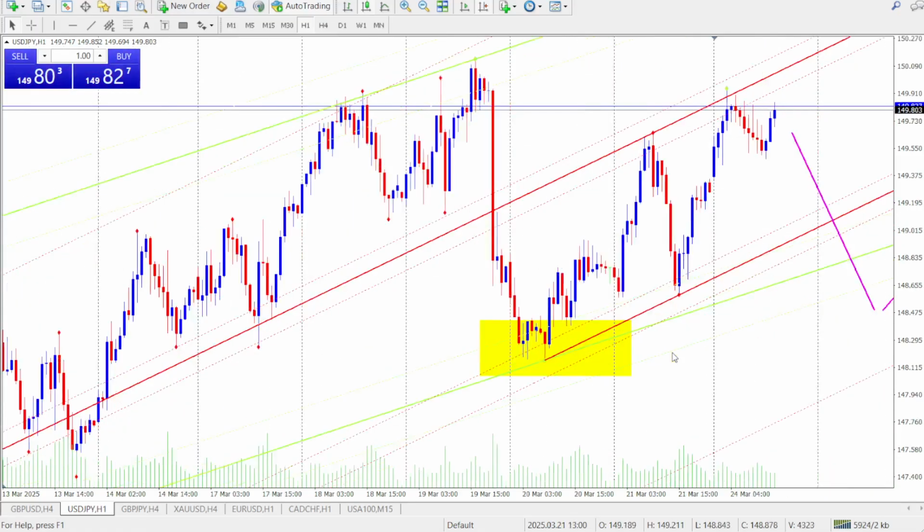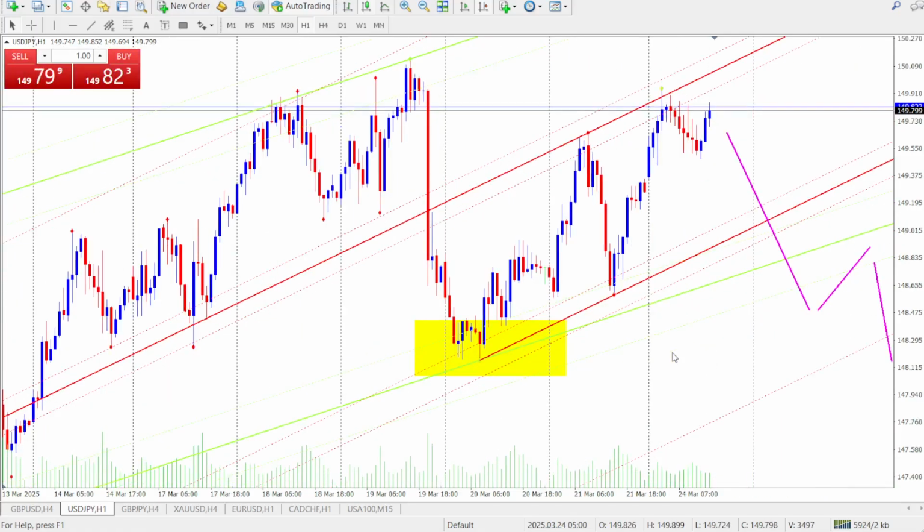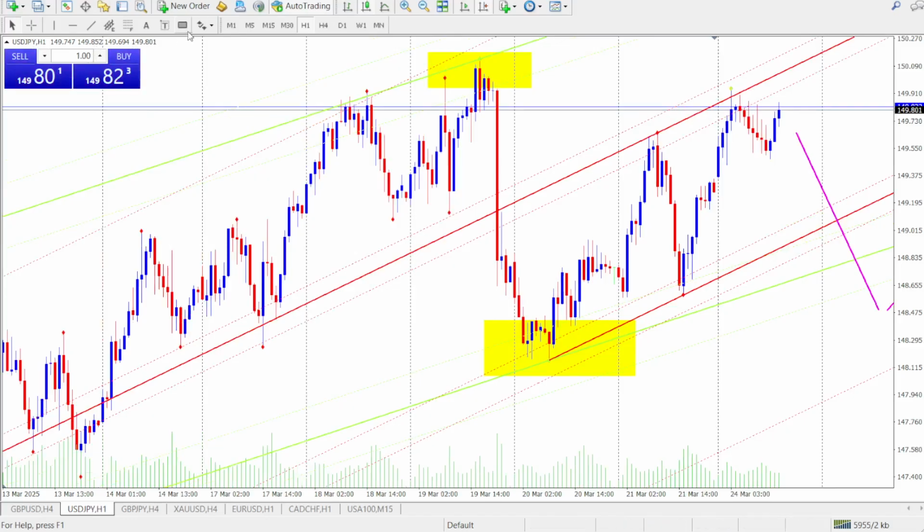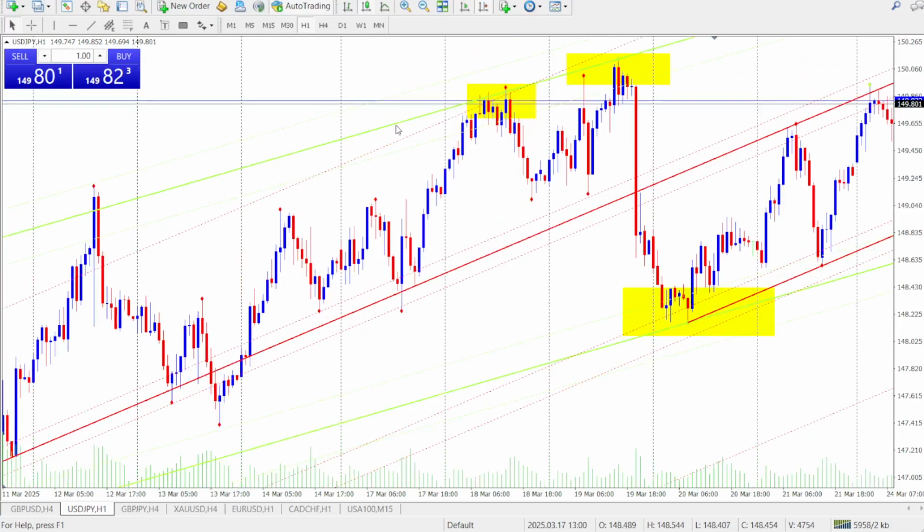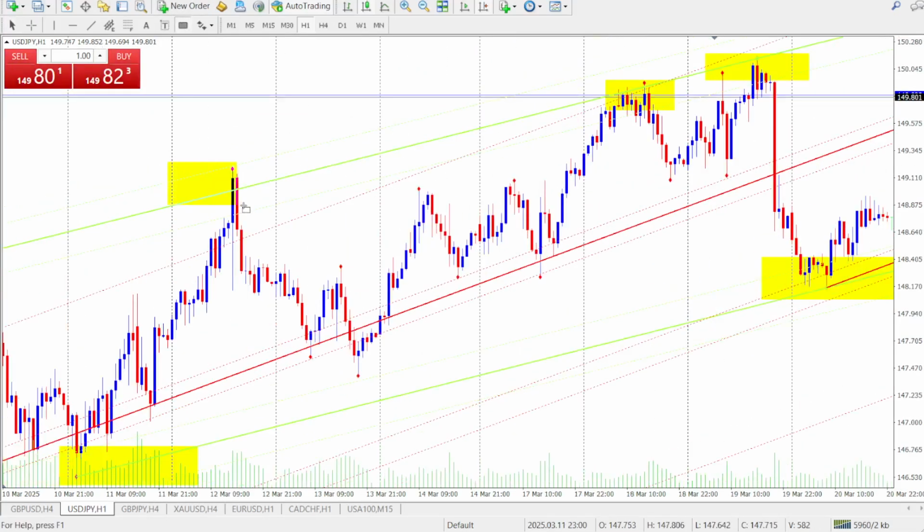So for a sell, you should be selling at resistance. When price rejects an upper trend line, the upper trend line is the resistance. When price rejects an upper trend line, it signals a potential sell opportunity. So once you get your confirmation, you can enter a sell trade and capture the downside move. This was a good sell opportunity. This was another good sell opportunity. This was another good sell opportunity.